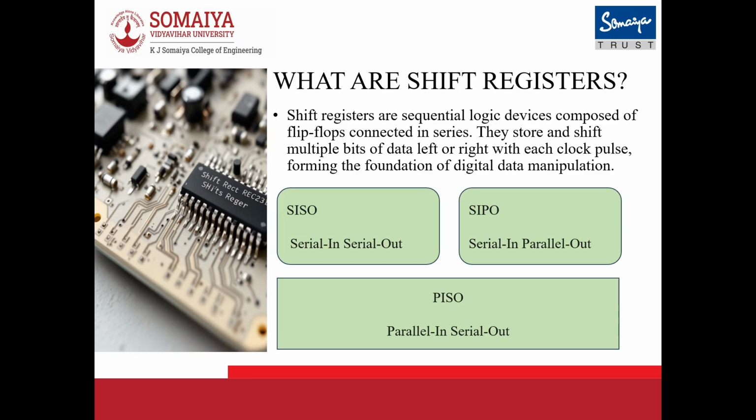In simpler terms, think of it like a line of people passing a ball. Each time a whistle blows, each person passes the ball to the next person. That's exactly how bits of data move in a shift register. Now, based on how data is entered and taken out, shift registers are of different types.